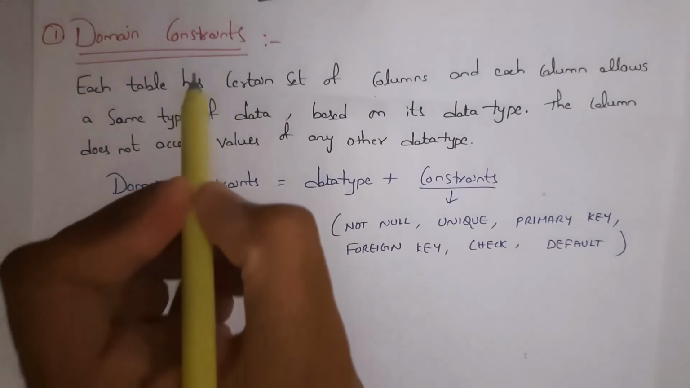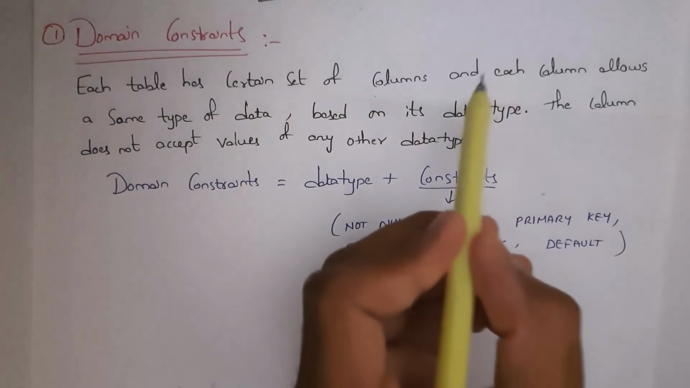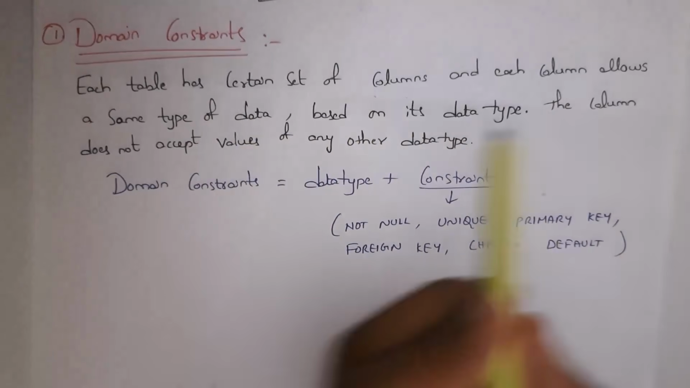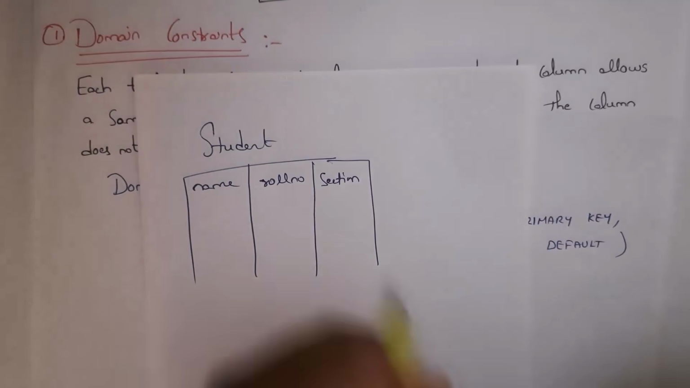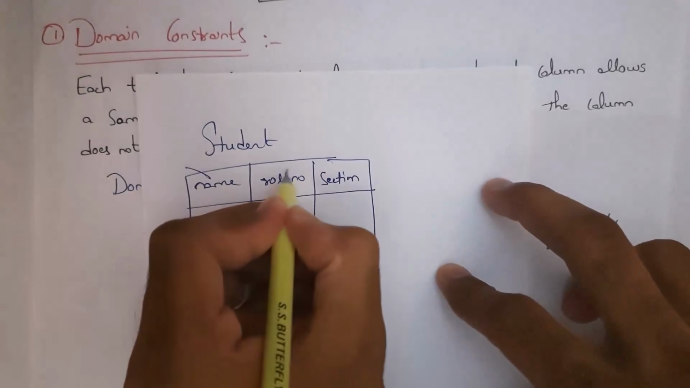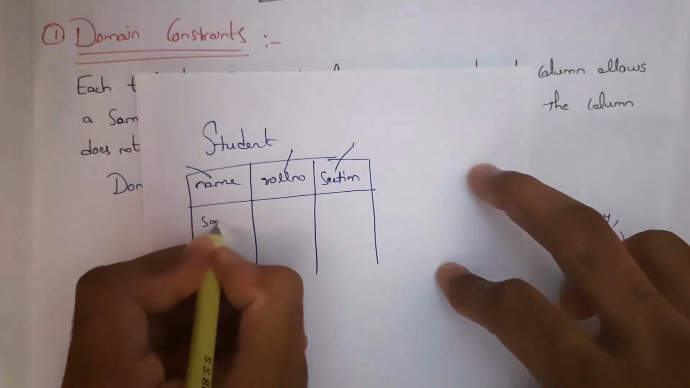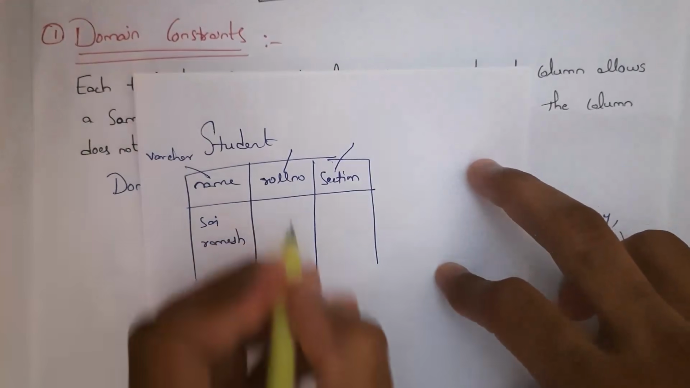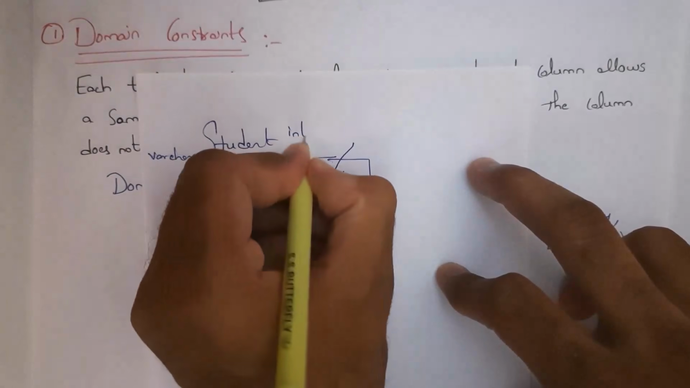At first I will explain what domain constraints are. Each table has a certain set of columns and each column allows the same type of data based on its data type. The column does not accept values of any other data type. For example, let us consider a student table. These are 3 columns: name, roll number and section. For example, I want to enter names like Sai, Ramesh and so on, so I will give the varchar data type to this name column. I want to enter roll numbers like 1, 2 and so on, so I will give the integer type to this roll number column.